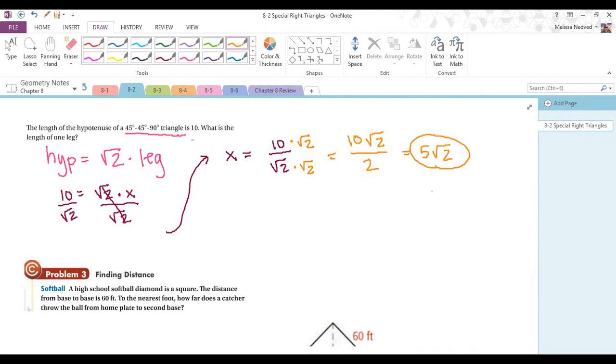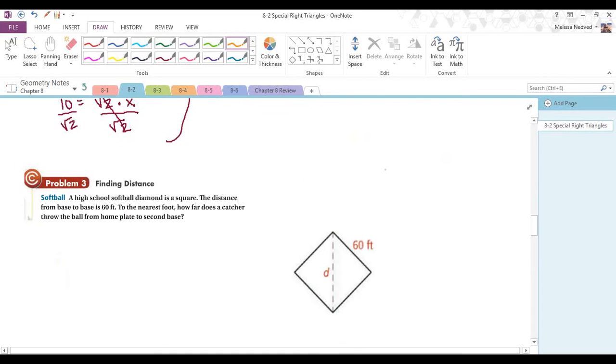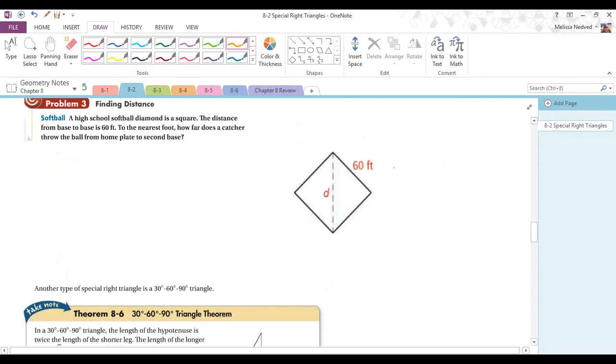All right, one last example looking at a 45, 45, 90 triangle, putting it into a little bit of context here. It says a high school softball diamond is a square. The distance from base to base is 60 feet. To the nearest foot, how far does a catcher throw the ball from the home plate to second base?